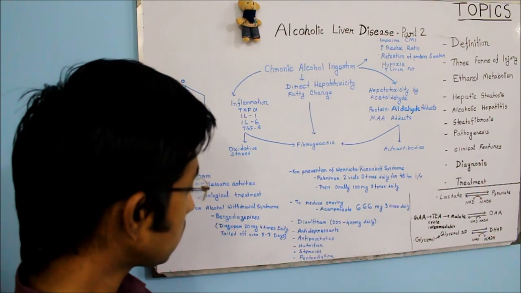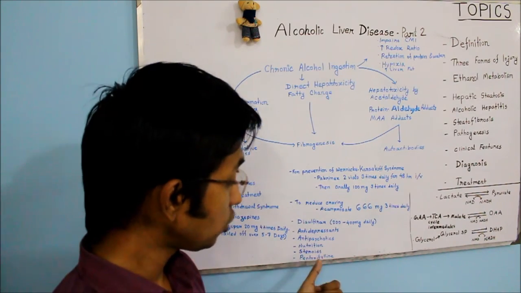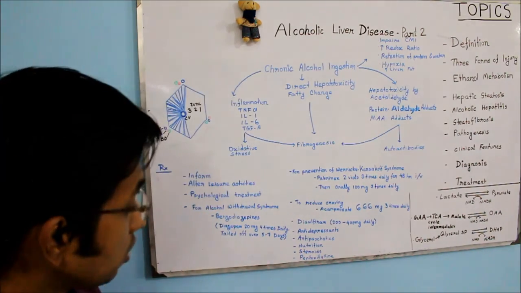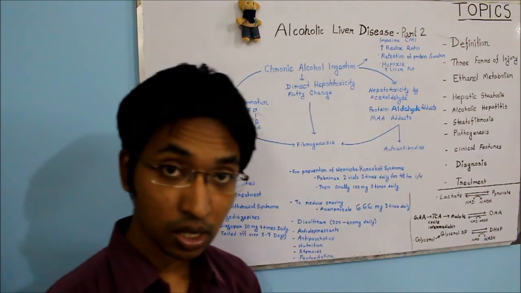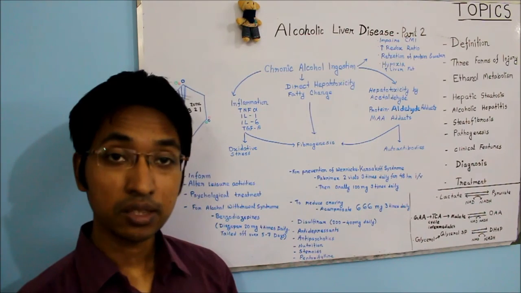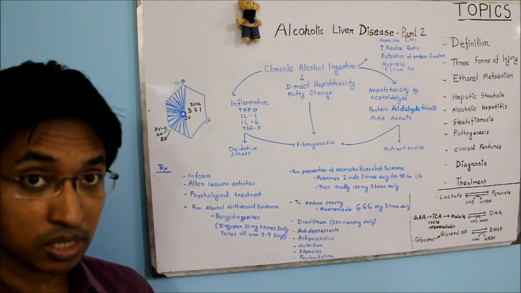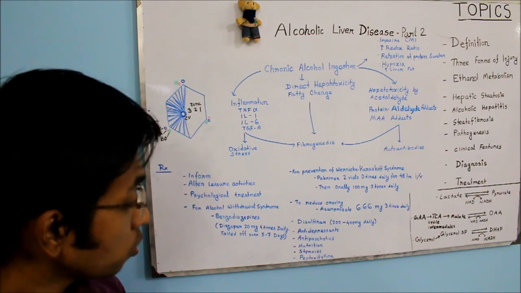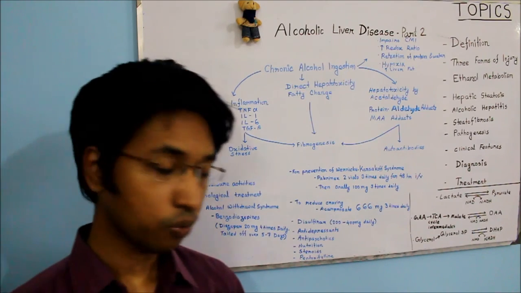The next treatment is to provide sufficient nutrition to the patient. This is very important. Alcoholic persons are often malnourished, and we have seen that they have deficiency of vitamin B1, so all those things should be taken care of.